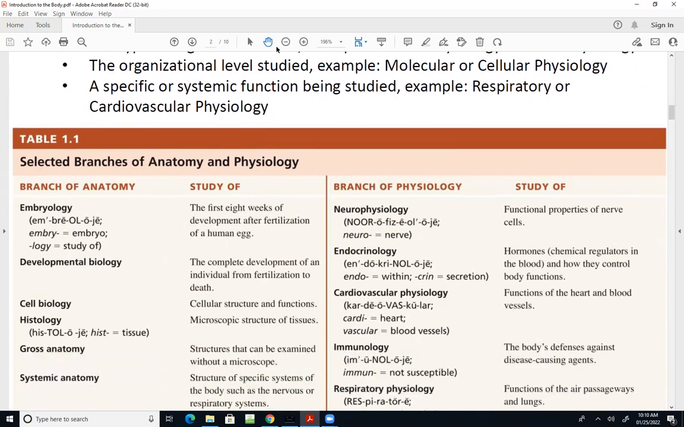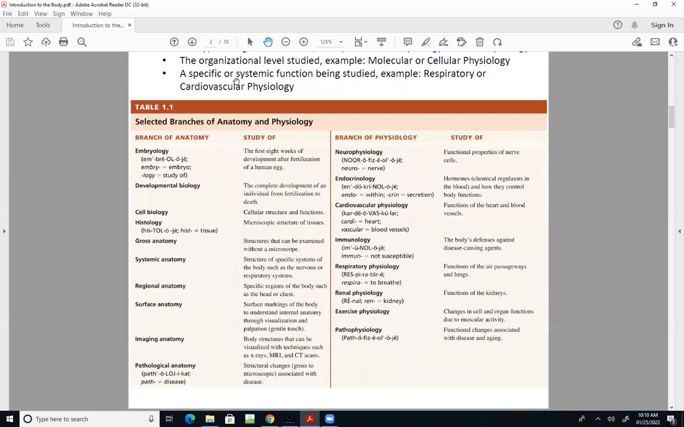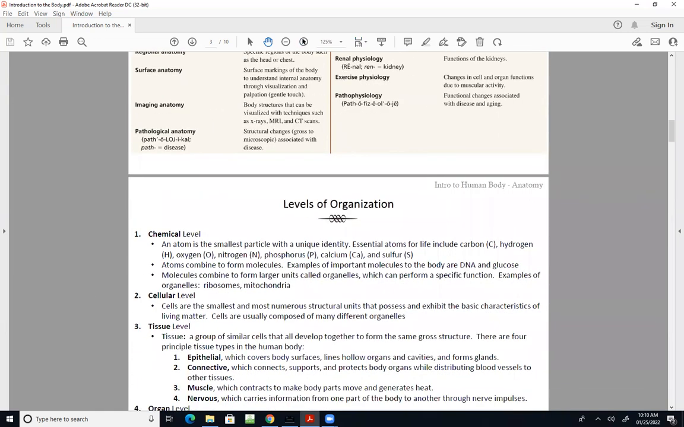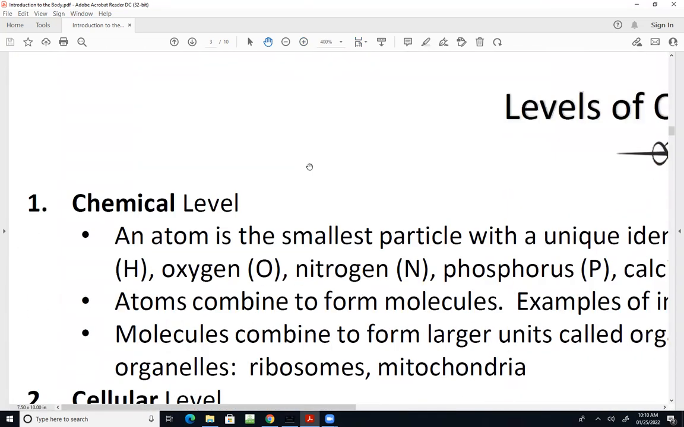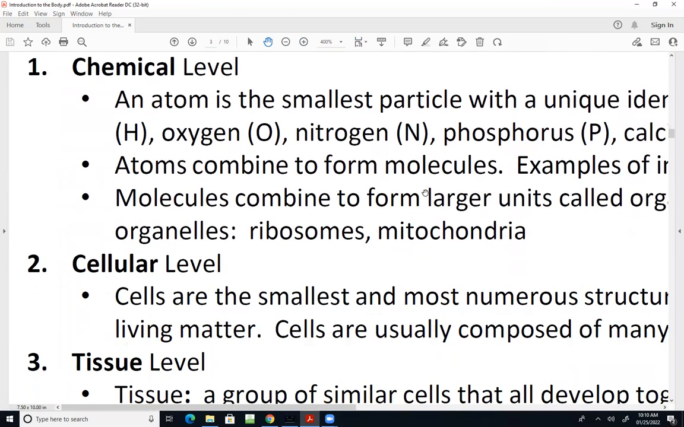Table 1.1 is a table that you're actually going to find in your textbook if you were to download it and open it up. Not a table that you really need to worry about. I only included it because it was in your textbook. It includes on the left different branches of anatomy and on the right branches of physiology, but nothing I'm really worried about. Okay, let's talk about levels of organization.